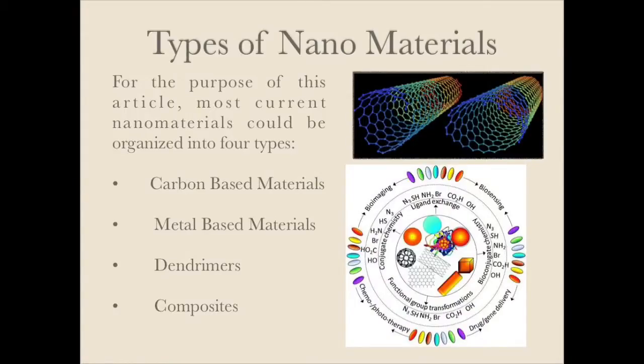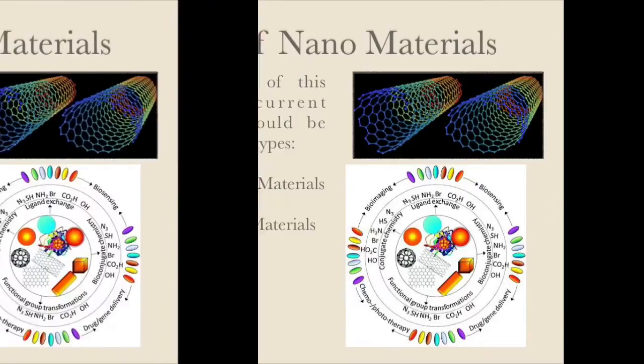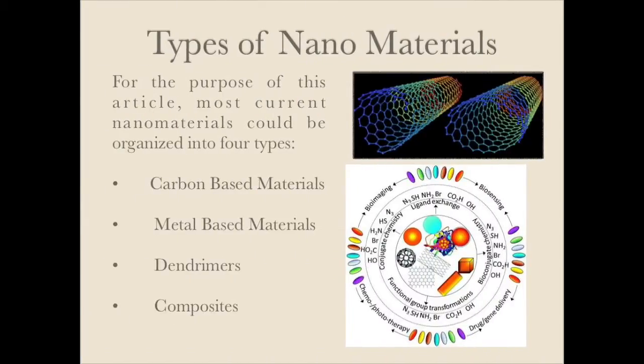Coming to the types of nanomaterials, it is basically grouped into four categories. One is called carbon based materials, another is called metal based materials, the third is called dendrimers, and the fourth is called composites. The nanomaterial based composites are hot in today's world, and they have seen tremendous growth in the past 10 years.